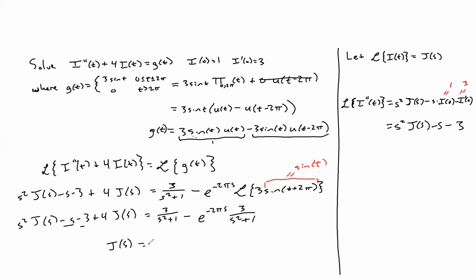J of s equals 3 over s squared plus 1 times s squared plus 4. You can do the algebra here and double check and make sure this works out the way I'm saying. Minus 3 e to the negative 2 pi s times 1 over s squared plus 1 times s squared plus 4, plus s over s squared plus 4, plus 3 over s squared plus 4.